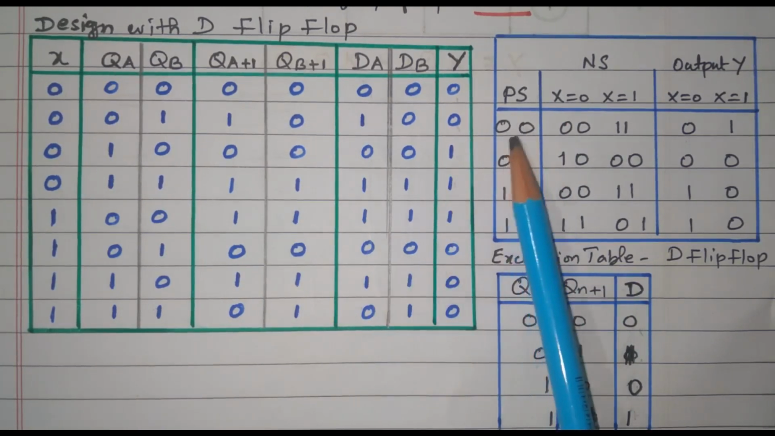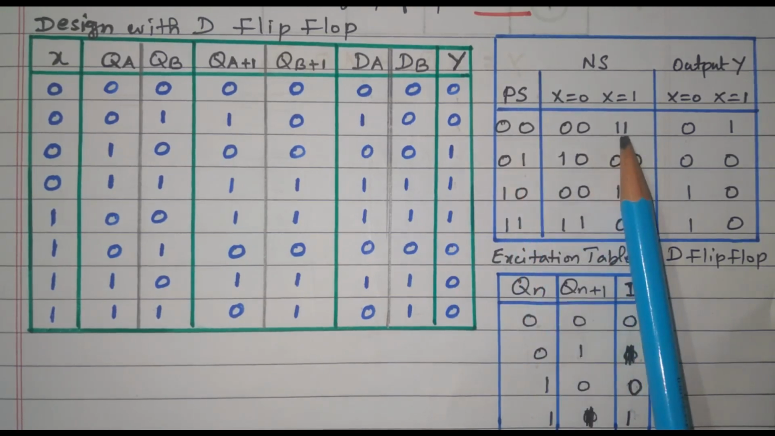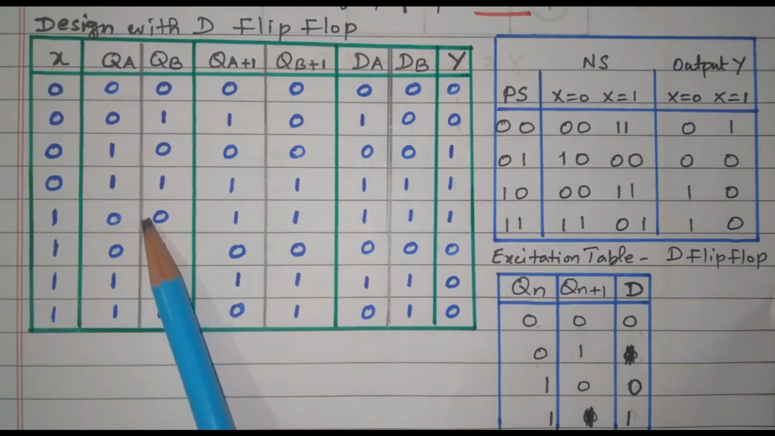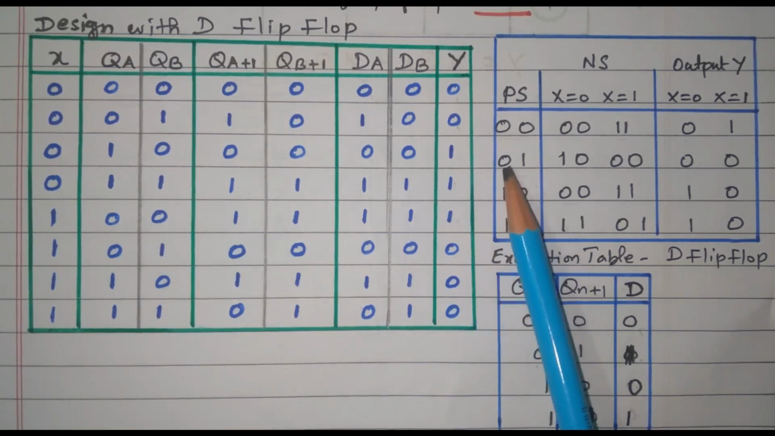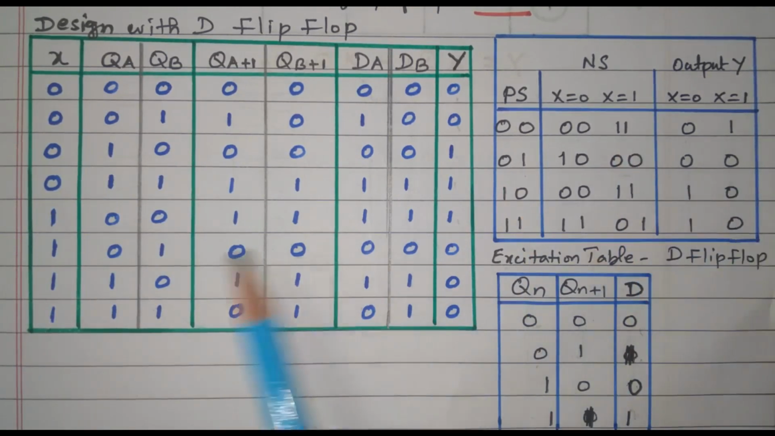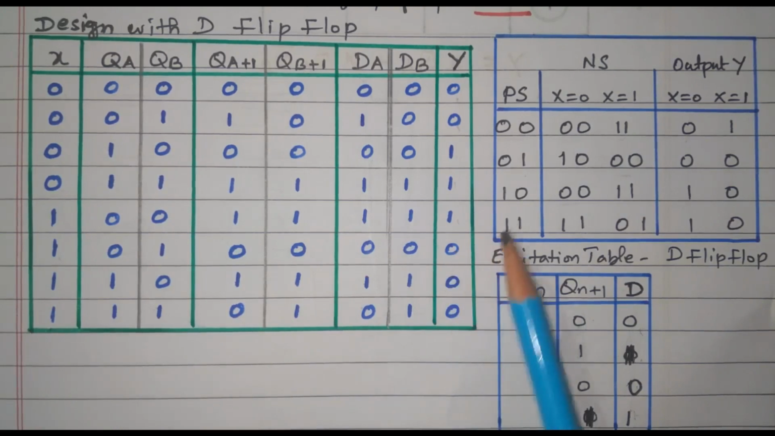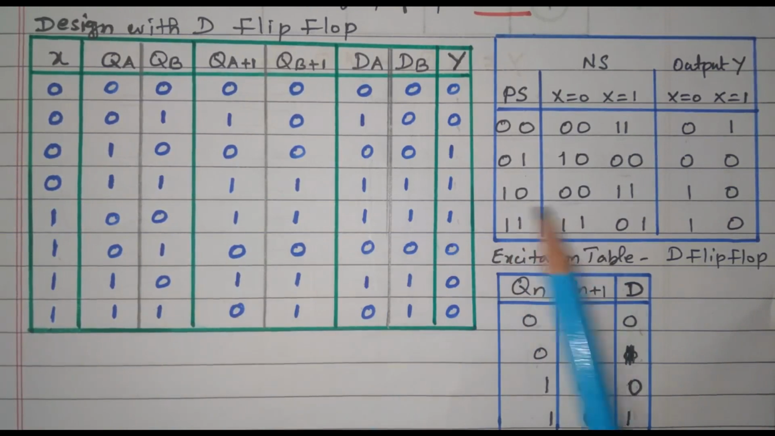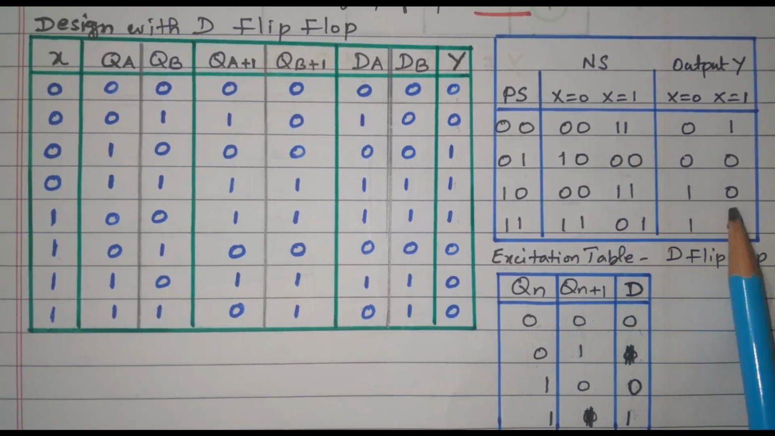Now, this condition is over. Now, go to the next column. 0 0 to 1 1, input is 1, output is 1, right? Then 0 1 to 0 0, input is 1, output is 0. Then 1 0 to 1 1, the input is 1, output is 0.